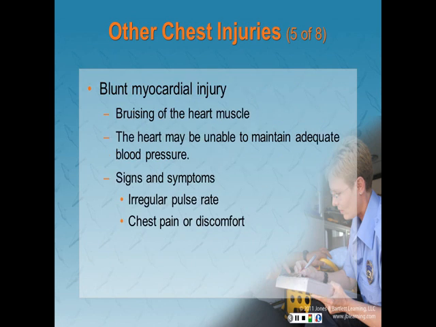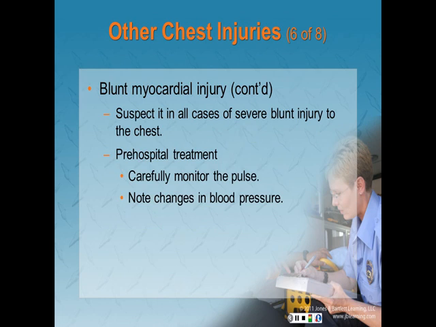Blunt myocardial injury is bruising of the heart muscle. Blunt trauma may injure the heart itself, making it unable to maintain adequate blood pressure. Signs and symptoms include an irregular pulse rate, and remember, ventricular tachycardia and ventricular fibrillation are common. The patient may complain of chest pain or discomfort, and that's similar to cardiac symptoms. You should suspect myocardial contusion in all cases of severe blunt injury to the chest, and pre-hospital treatment involves monitoring the patient's pulse carefully and noting any change in blood pressure.